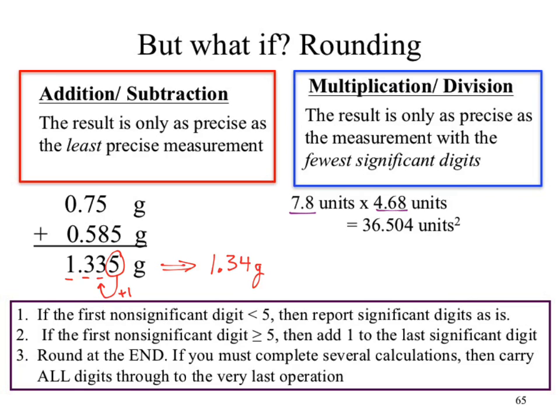7.8 units squared, or 7.8 units times 4.68 units. How many sig figs am I allowed to keep? 2. So I'm allowed to keep the 3 and the 6. What's the issue? That next insignificant digit is 5 or larger. I need to add 1 to the previous digit, and this becomes 37 units squared. Already catching on fast with the units. Good job. Okay?